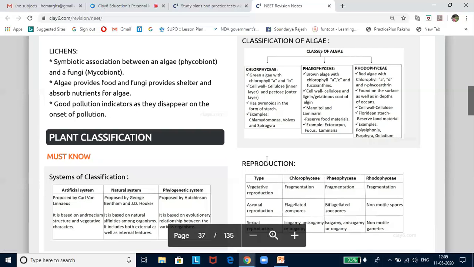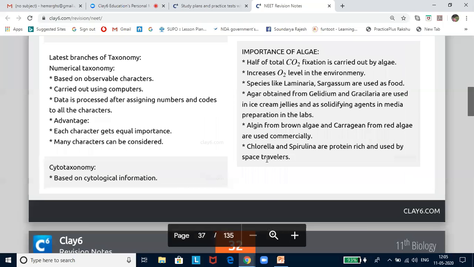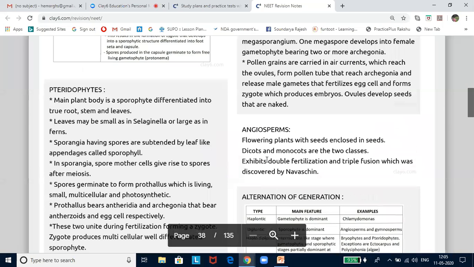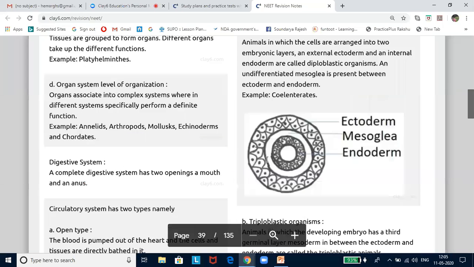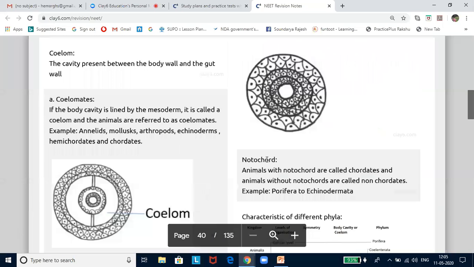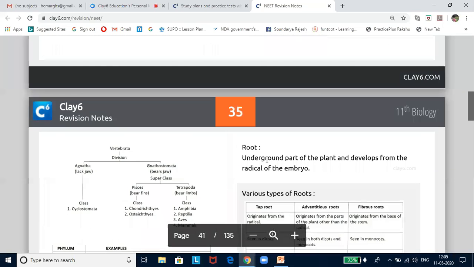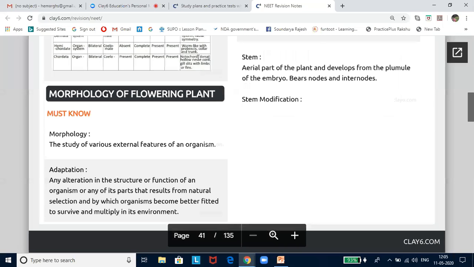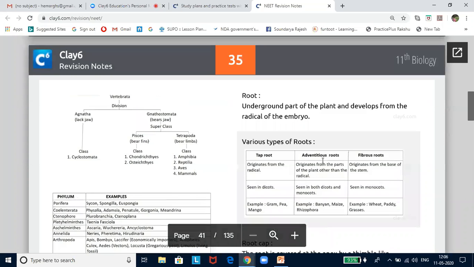Please have your textbook with you also, textbook or notebook, and textbook would also be better so that as and when I tell you how the questions are going to come and feature, you will be able to do it better. Now, this is morphology of the flowering plants. So, you know what is morphology? Morphology is the study of various external features of an organism.